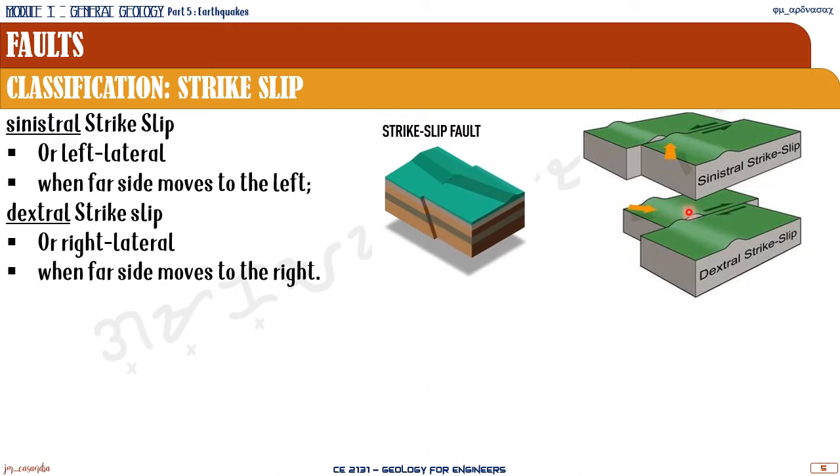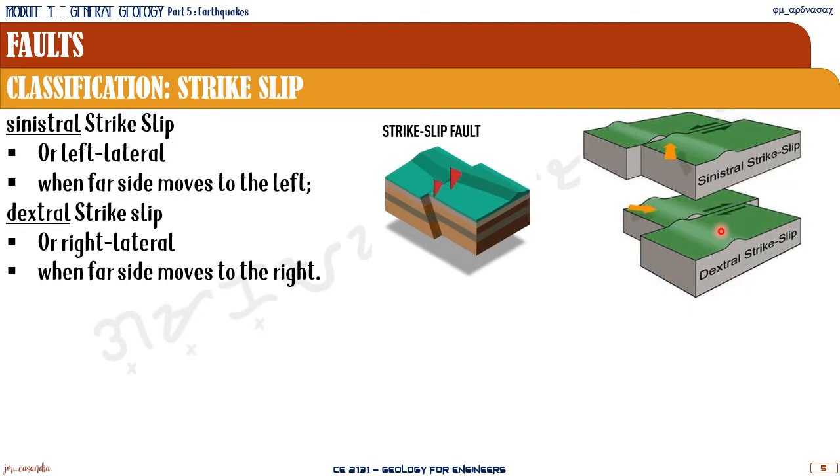So wherever you are, whichever side of the plate you are on, what we will observe is the direction of the plate that is moving. So if you see it moving to the right, then it is a dextral slip. If you see the plate moving to the left, then it is a sinistral strike slip.